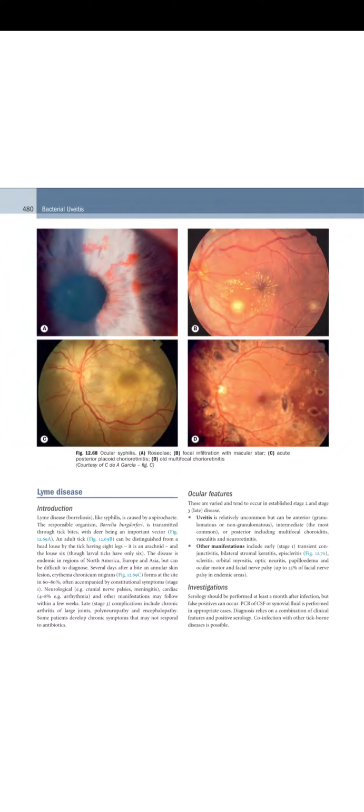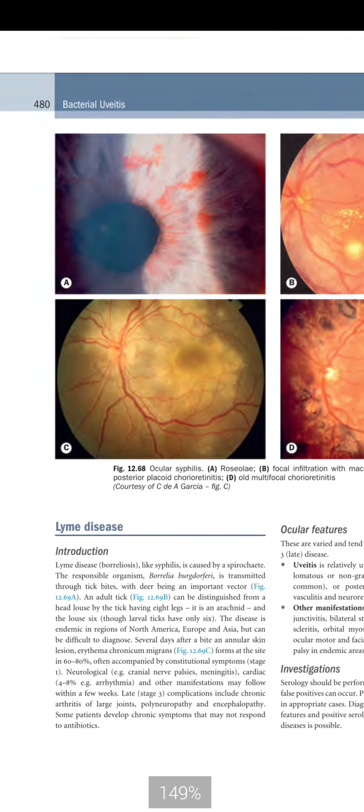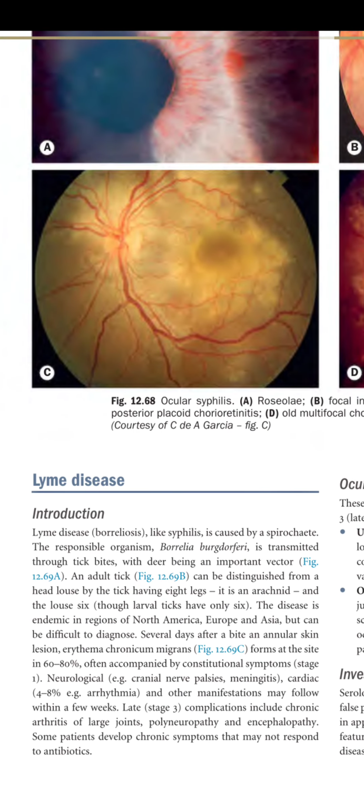Lecture series Uveitis part 14. In this part we are going to discuss bacterial uveitis, and today we are going to discuss Lyme disease. Lyme disease, borreliosis, like syphilis, is caused by a spirochete. The responsible organism is Borrelia burgdorferi. It's transmitted through tick bites, with deer being an important vector.